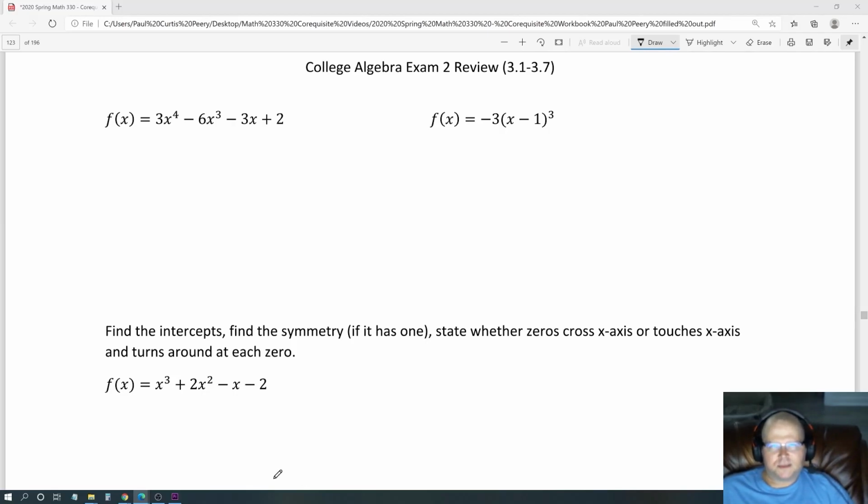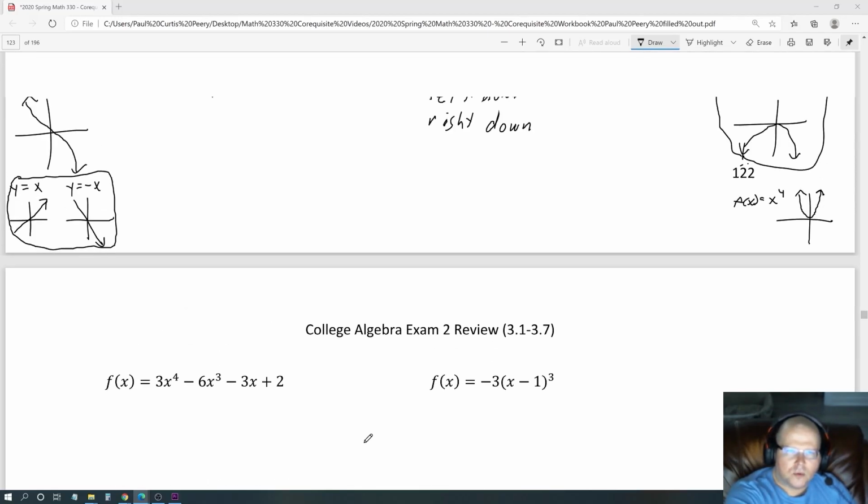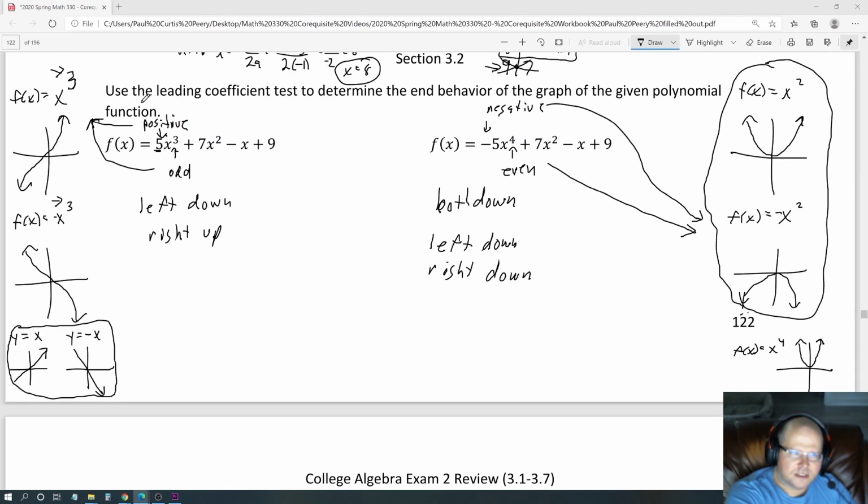College Algebra Exam 2 review. All right, so this is going to reference the previous question. Use the leading coefficient test to determine the behavior of the graph of the given polynomial function.